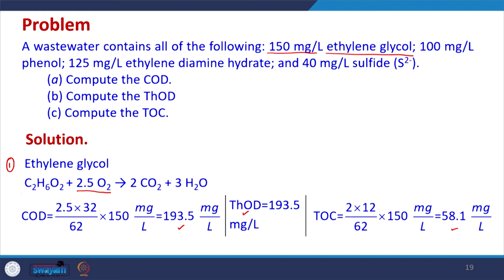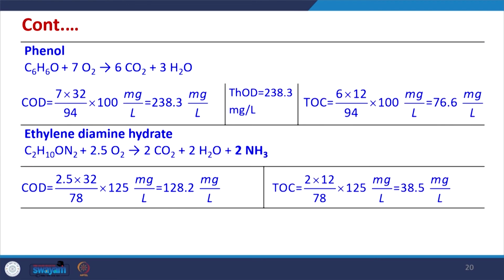Now, we go for the second, which is phenol. For phenol, the second compound present in the water, we write the equation again, and again there is no sulfur, no nitrogen. So, we easily perform the calculation: 7 into 32 divided by 94, which is the molecular weight of phenol. We can calculate 238.3 milligram per liter. We can calculate the THOD value, and we can calculate the TOC, because 6 into 12 divided by 94, because this is the only carbon matter. So, it is 76.6.